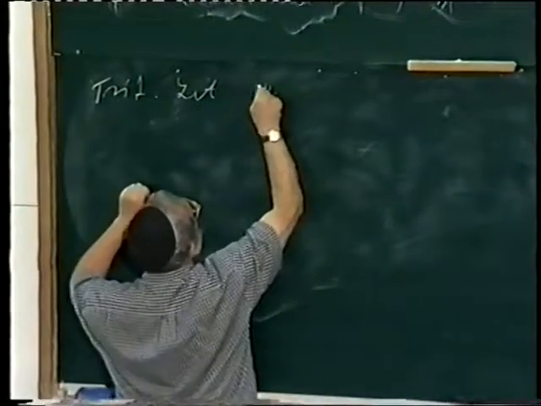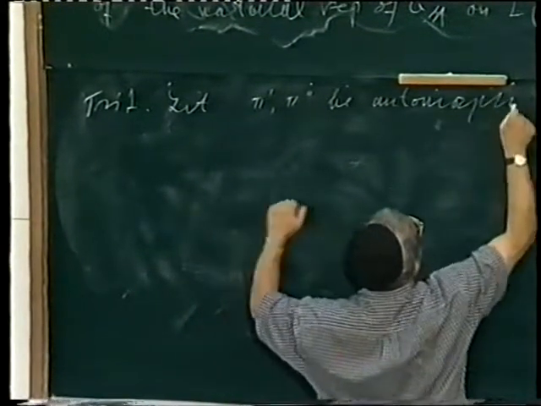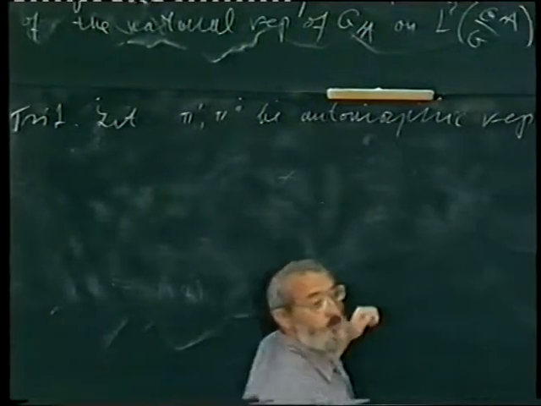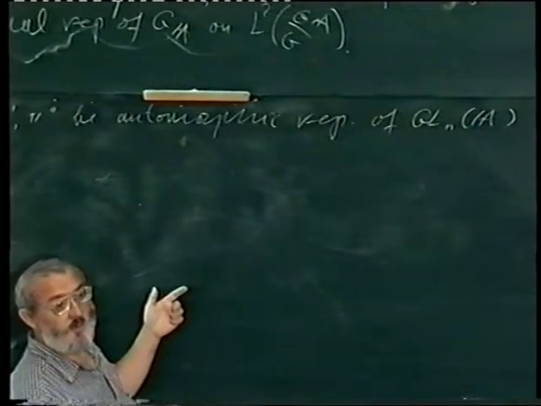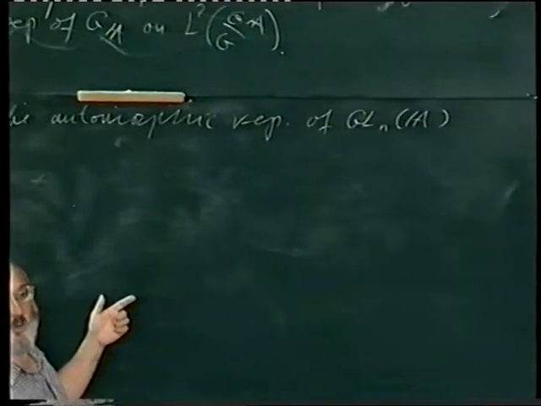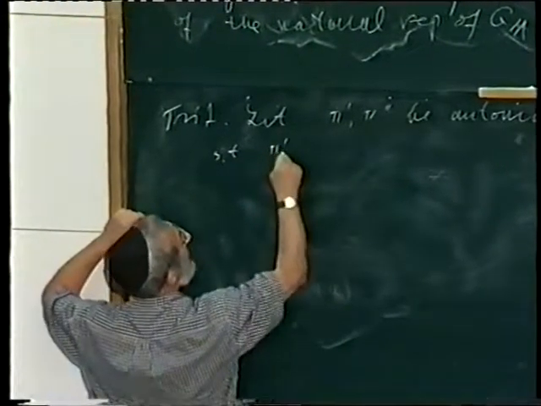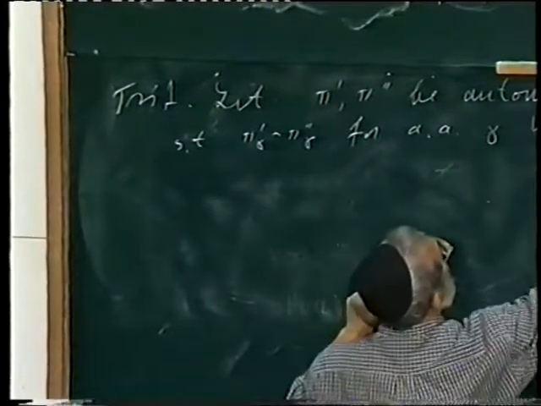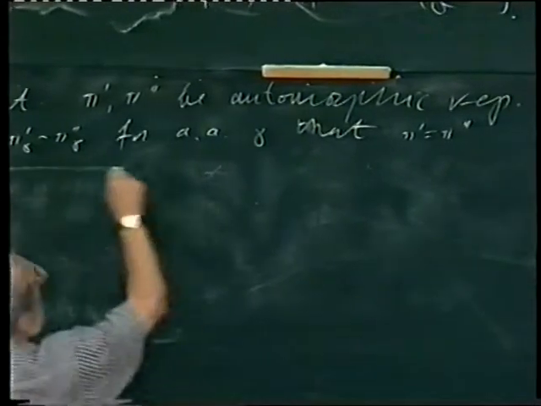Let pi prime, pi double prime be automorphic representations of GLN over A. Here G is G of F, always. If pi prime p is equivalent to pi double prime p for almost all p, then pi prime is equal to pi double prime. Okay, this is a theorem.